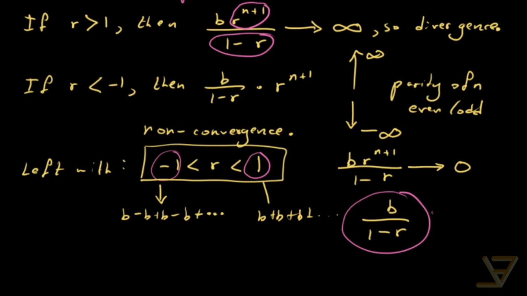And that is the formula for the infinite geometric series in the case that the absolute value of r is less than 1. That's equivalent to this condition.